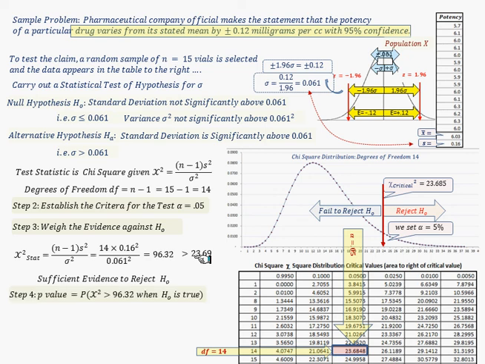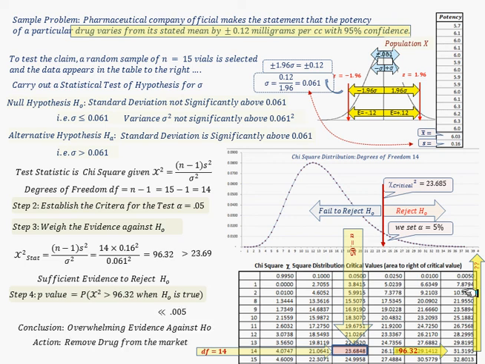The p-value is, and understand here we go across this row, degrees of freedom 14, attempt to find 96.32, and you can see it is well beyond the table here, which suggests that the p-value is on the far end here. It's much less than 0.005. Overwhelming evidence against H0. Action: remove drug from the market.